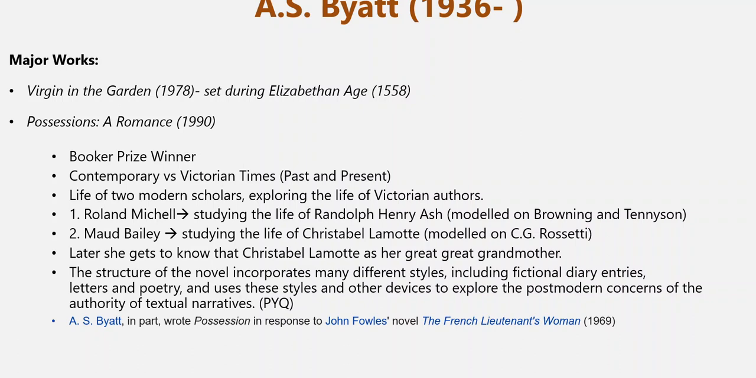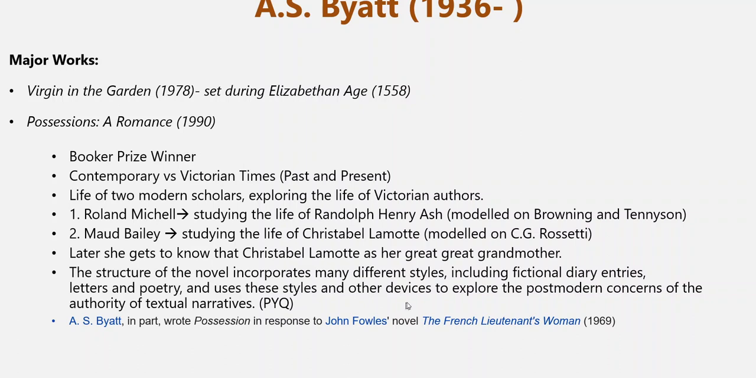She is researching on Christabel Lamotte. At that time, she didn't know that she was her great-great-grandmother, but later she came to know during her research. So, research reveals a lot to us. It was also a kind of ridicule, a kind of satire on researchers. A.S. Byatt's Possession is also a kind of satire on research scholars.